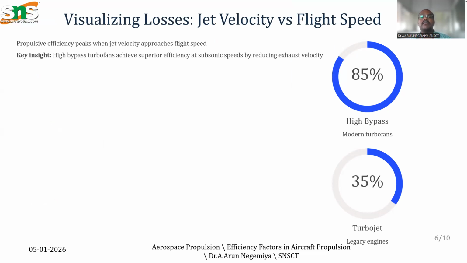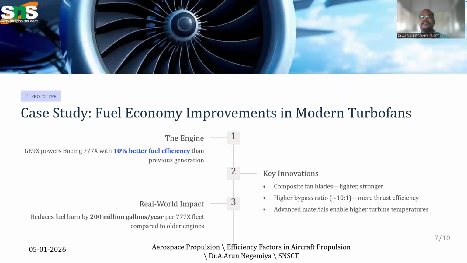Next one is the viscous losses in jet velocity and flight speed. To reduce these losses, by using the modern turbofan we get 85 percent efficiency with a high bypass ratio compared to the turbojet. The turbojet has only 35 percent. And the next one is the case study of fuel economy improvement in modern turbofans.